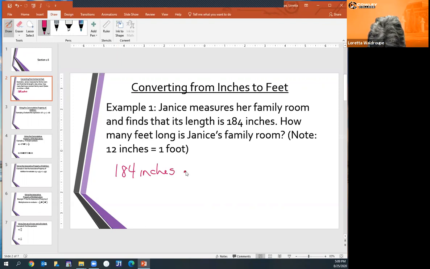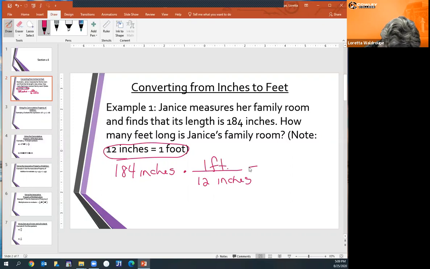Remember that when you're changing units, even though they give you the conversion factor here, you want to cancel what you're in. So if I want to cancel my inches that are here in the top, my conversion inches are going to go in the bottom. So 184 times 1/12 would be 15.33 feet, and you'd be done.